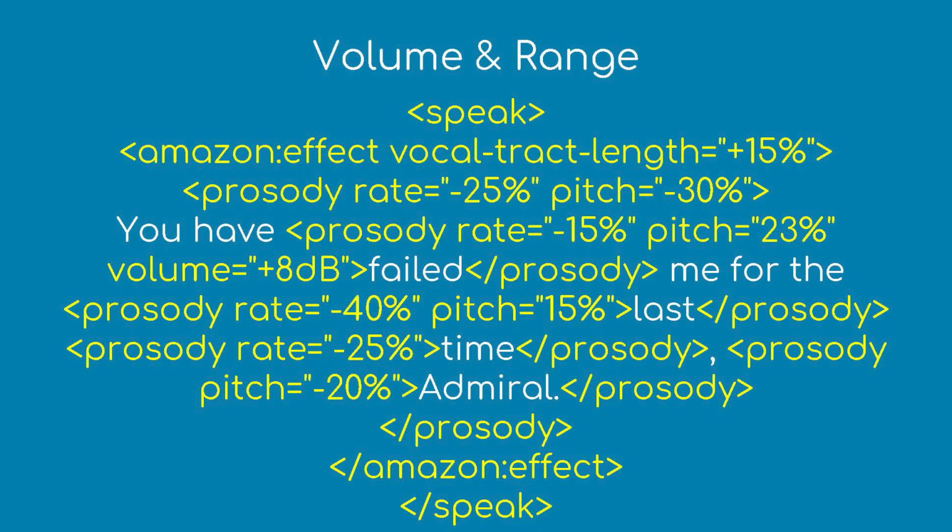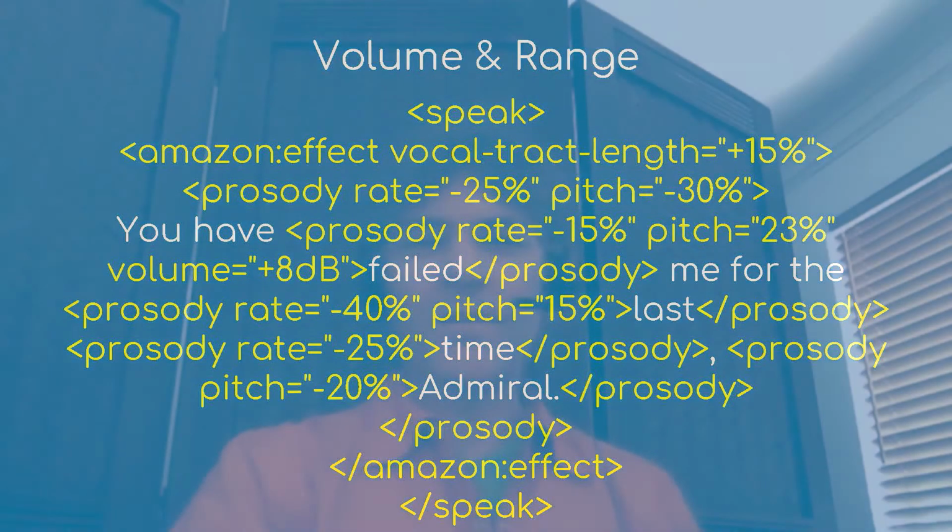So you can see here, for example, with failed, prosody rate, we're going to take it down another 15%. The pitch, I'm going to go up 23% because he does go up on that, "you have failed me." And then for the volume, I'm just going to push it up a little bit for failed and for last, just to make that stand out. So let's listen to how this sounds with our more complex SSML code here.